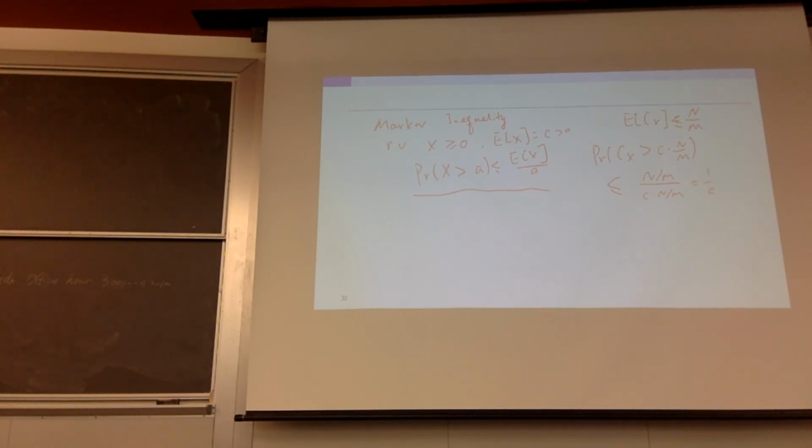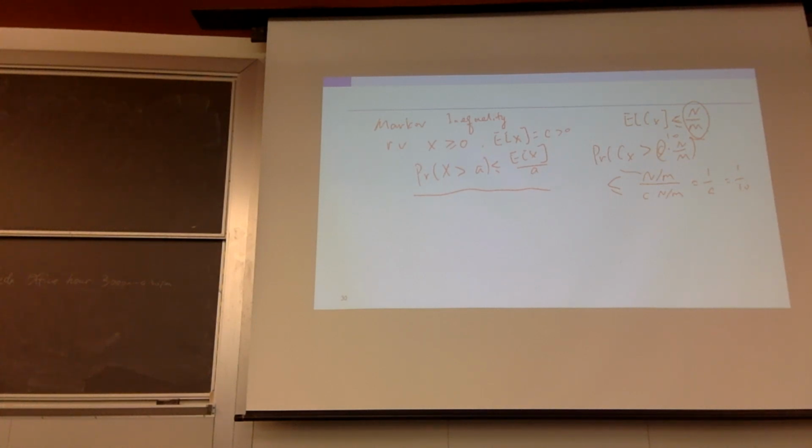Okay, so if you set this C to 10, then this is going to be 1 over 10. That's to say, if the expected number of elements in one particular bucket is not too large, then I know with a very high probability, 9 over 10, that the actual number of collisions in this particular bucket is not going to exceed 10 times that expectation. And this is totally accepted.